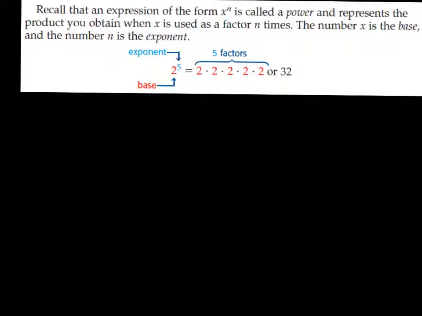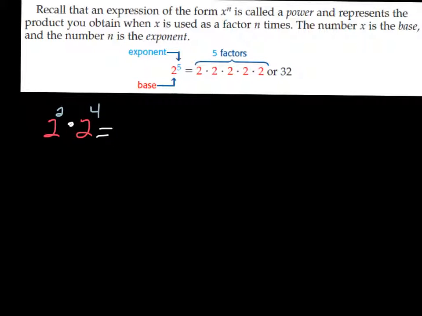It's always a good idea to start with what you know, and it says recall that an expression in the form x to the n is called a power and represents the product you obtain when x is used as a factor n times. The number x is the base, and the number n is the exponent. So in 2 to the 5th, 2 is the base, 5 is the exponent. So that means 2 is used 5 times, and they multiplied it out and it's worth 32. But this is the part we're really interested in. 2 to the 5th literally means 2 times itself 5 times.